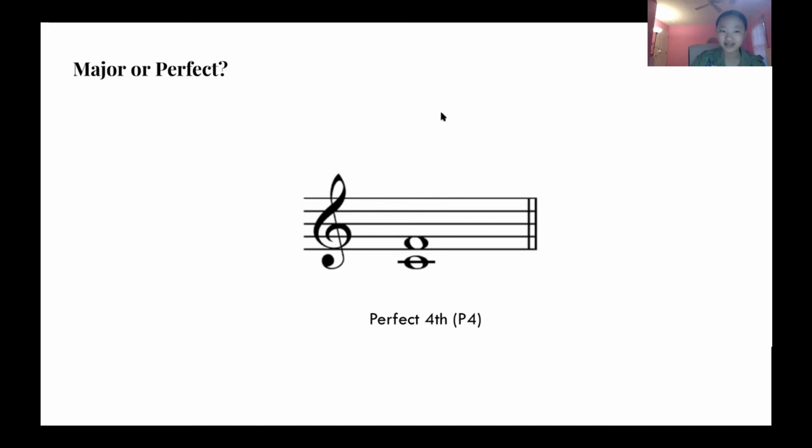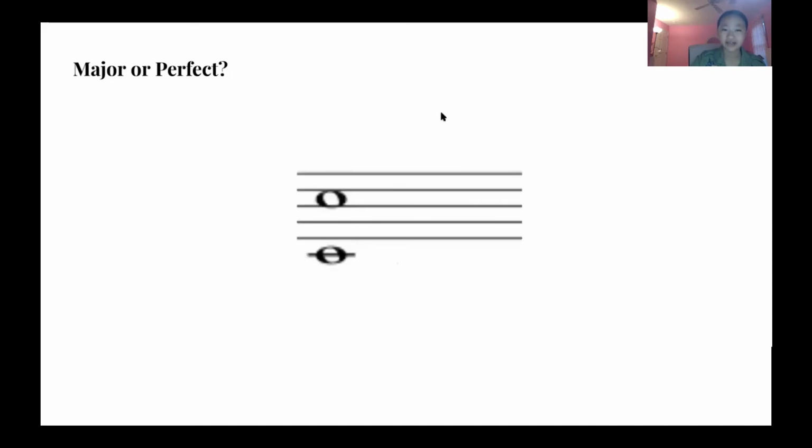Got it? Okay, so let's go to the next one. Is this one major or perfect? Perfect. Very good. And I'm sure the rest of you all remember as well. Okay, because this is an eighth, you would write P8, and make sure to write a capital P too. I didn't put a key signature here, but regardless of key signature, you can see it's an octave, so it's perfect.